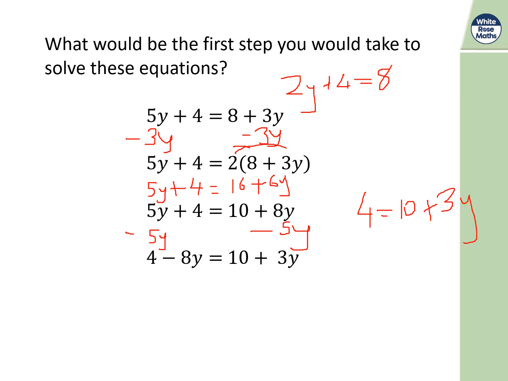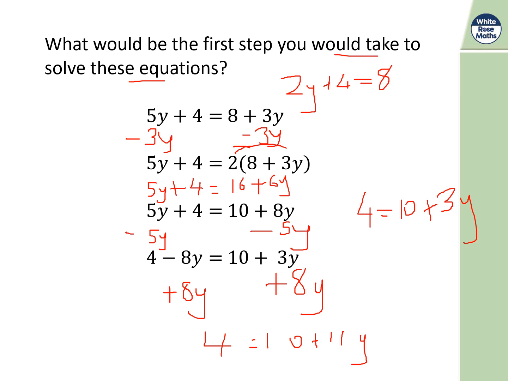This next one, I would add 8y to both sides if it was me. But again, there is more than one first step, or more than one way of doing a first step, for your answer. So I get 4 is equal to 10 plus 11y. And then I would just solve it as normal. But the question here is asking what my first step would be.